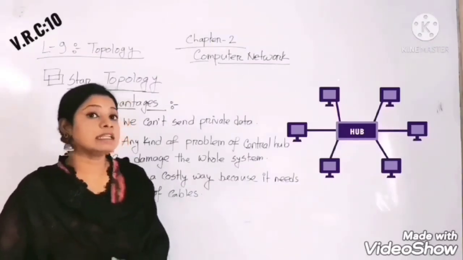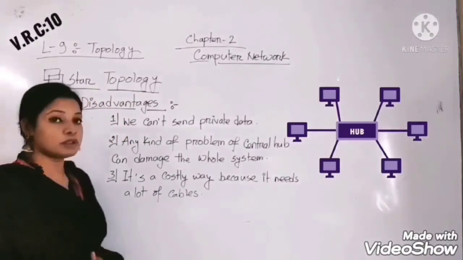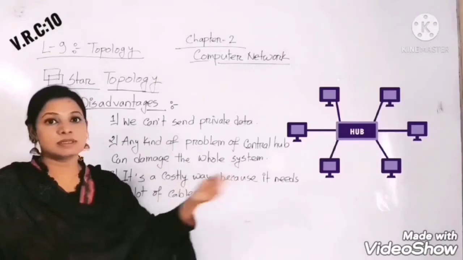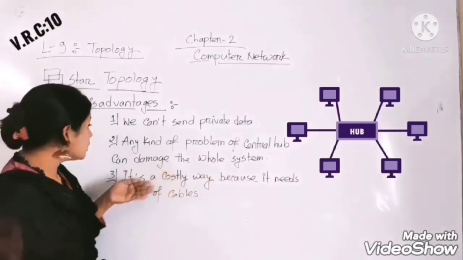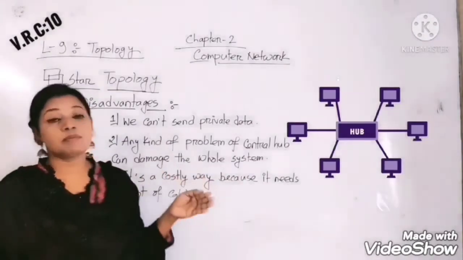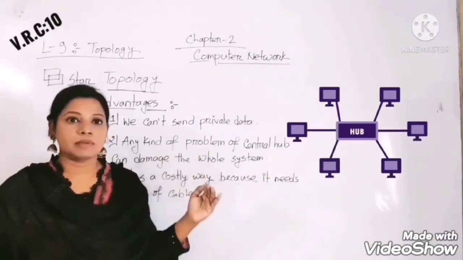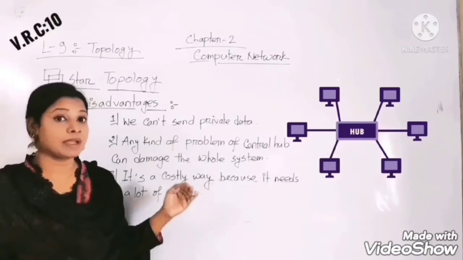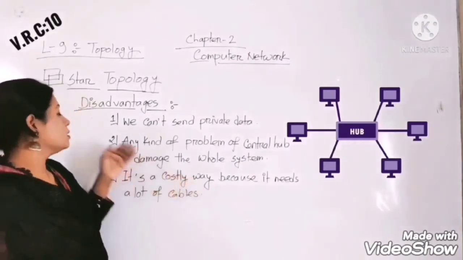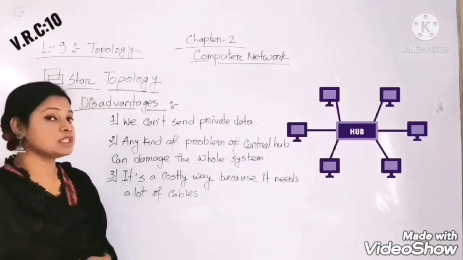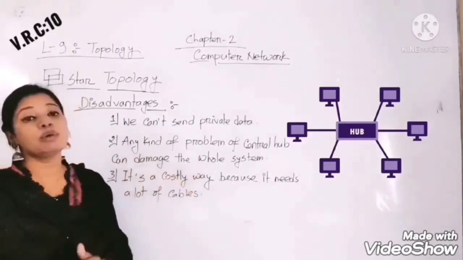Students, see the disadvantages of star topology. What are the disadvantages? Obviously, there are some disadvantages I am telling you. You see what these are? We cannot send private data. Yes, it cannot send anything private because it goes through the hub and switch. Okay. Then number 2, you see any kind of problem with the central hub or switch may damage the whole system.